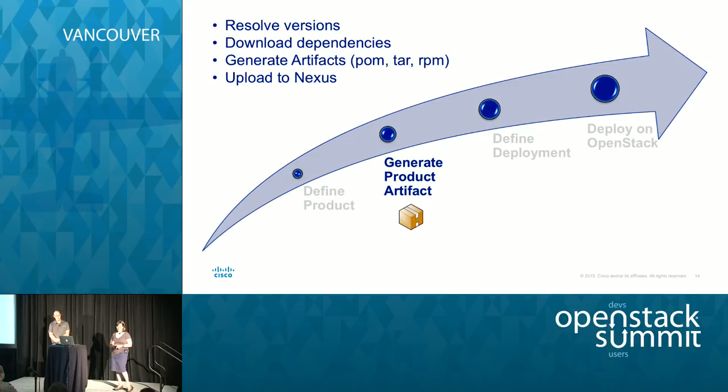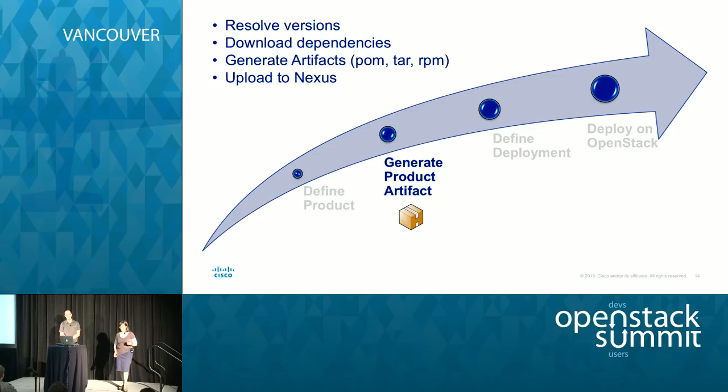We generate three artifacts: a POM file that describes this product, a tar file that includes the Heat template and also the external dependencies, which YUM will use if there are RPM dependencies, and also an RPM which includes all the Puppet scripts which will be used for the installation. And then Jenkins uploads these three artifacts to Nexus. We'll see all this in a demo in a few minutes.